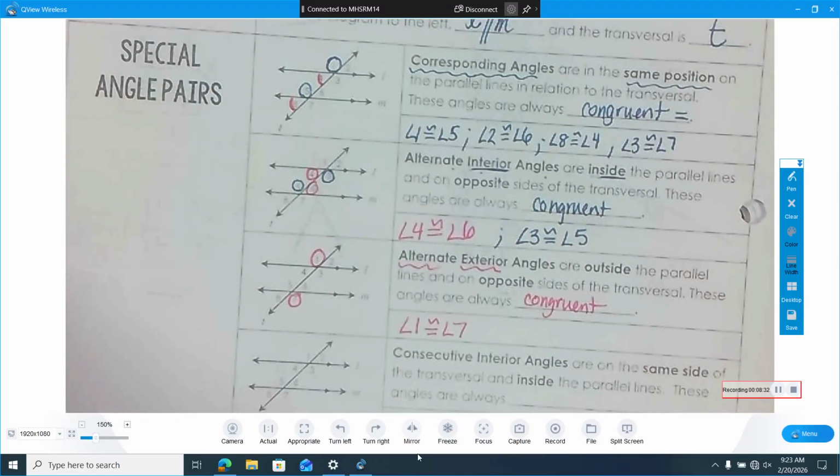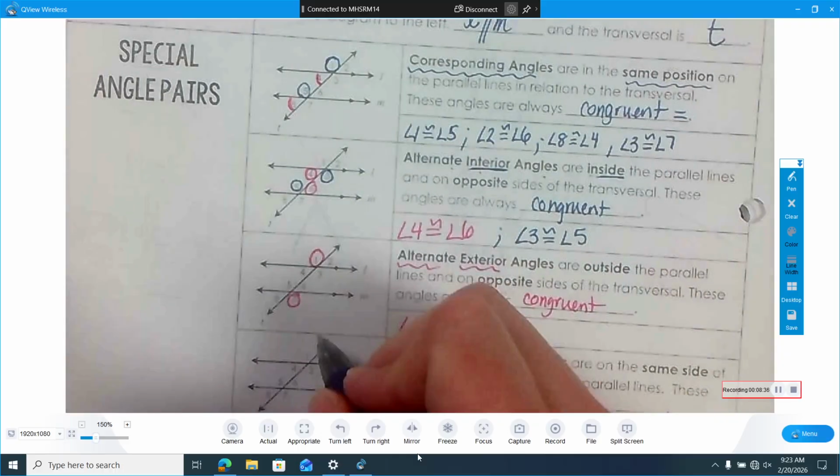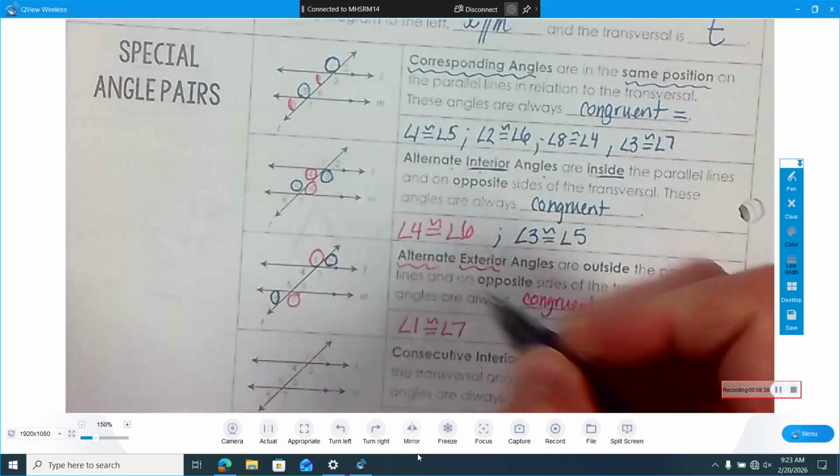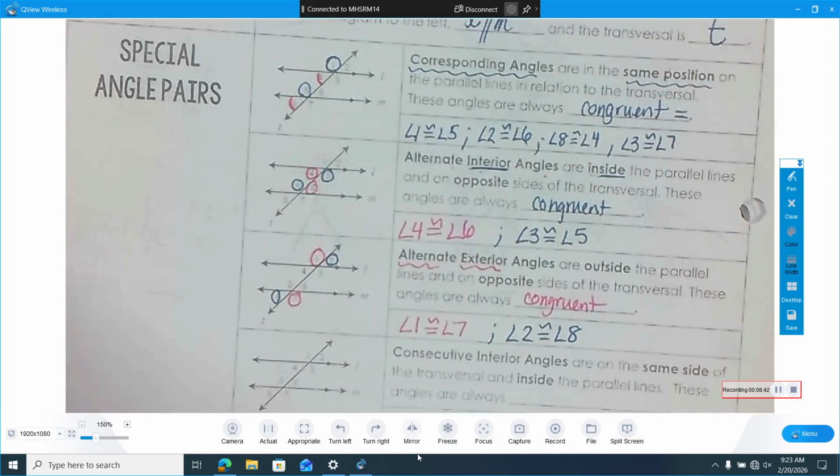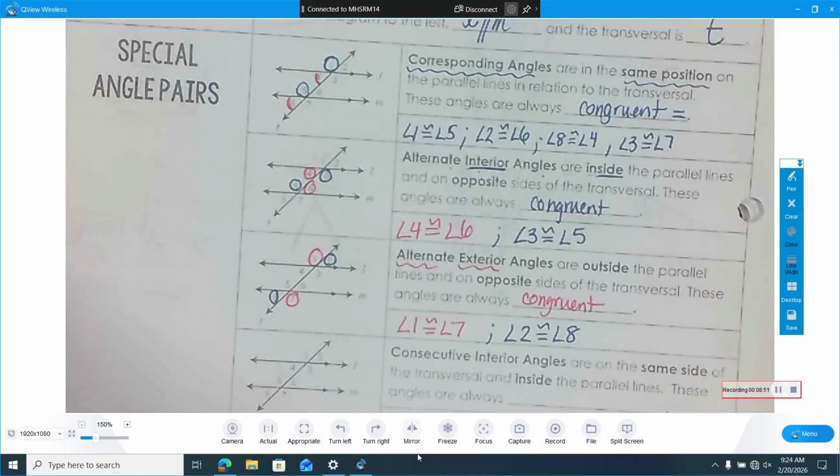Those are an alternate exterior pair. What's another alternate exterior pair? Yeah, 2 and 8. Angle 2 is congruent to angle 8. They would be called alternate exterior. Okay. Those are the 3 big names. So we have corresponding, alternate interior, alternate exterior, which I think those names are pretty explicit. Like it's pretty clear.